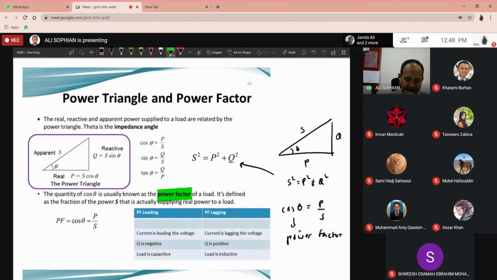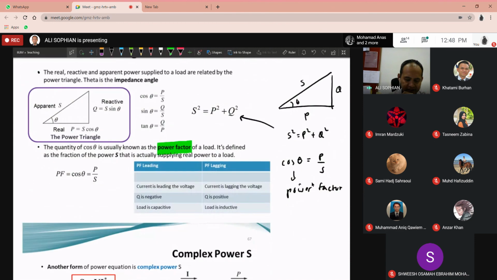Okay, the power factor can be leading or lagging. It depends on the phase of the current relative to the voltage. If the current is leading, then the power factor is also leading. If the current is lagging, then the power factor is lagging. When the power factor is leading, the reactive power is negative.